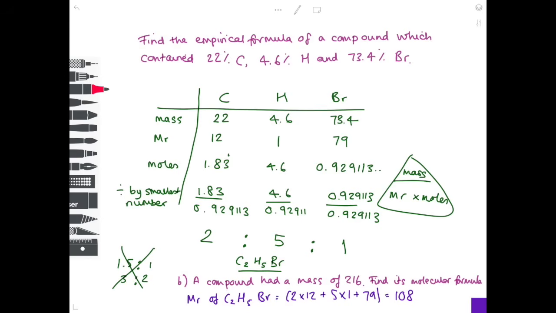So the compound you've been given must therefore have a molecular formula, which is just twice that of the empirical formula. So the actual final answer here is just C4H10Br2. If the MR of your empirical formula had been the same number, which is 216, then your answer would just have been the empirical formula, which is C2H5Br.